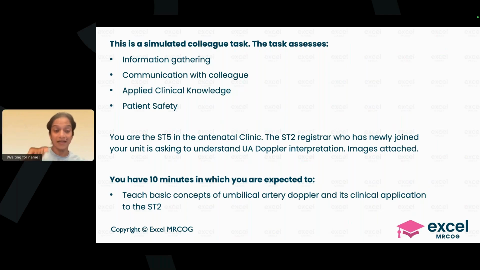That said, sometimes even a labor ward prioritization task would have simulated colleague written on top. And what does that mean? It means that you are about to see one of the personnel who's posted in the labor ward, like your midwife coordinator or the senior midwife. So you are about to see your senior midwife, who is mentioned in the task. That would be a simulated colleague task. So how you approach that task is going to be different from a structured discussion.